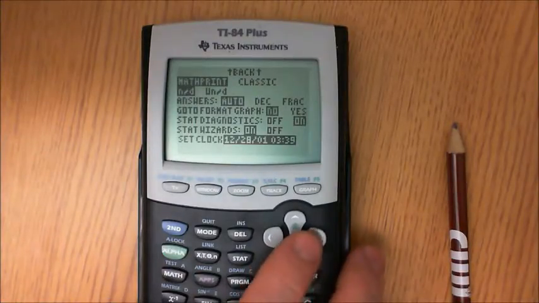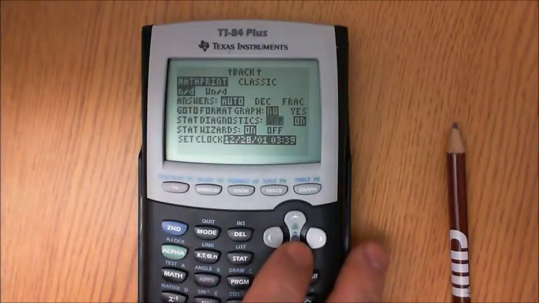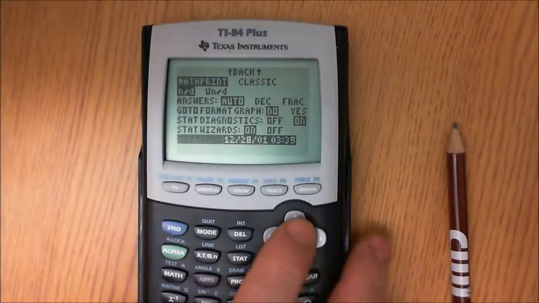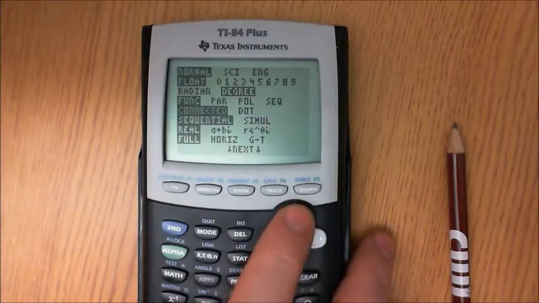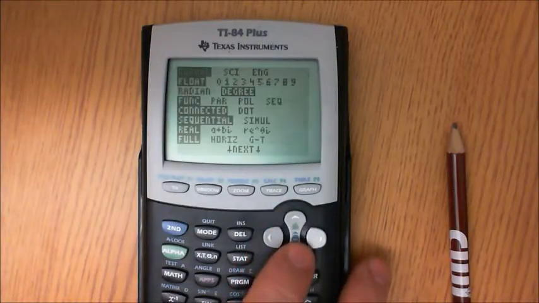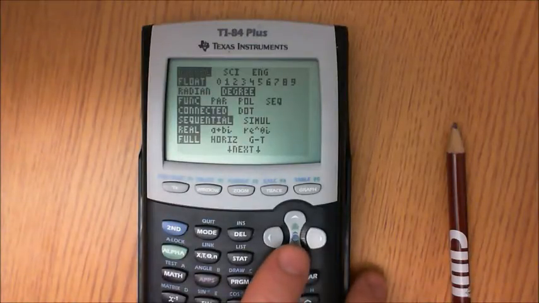This is if we want to format the graph, which we do not. If we take yes, it would take us to a different menu. And we will not be doing anything with stats or setting the clock right now. So it's kind of a brief rundown of what the modes are. If you have any questions, come back to this screen and then set things kind of how they look here. And that'd be a good starting point for you.